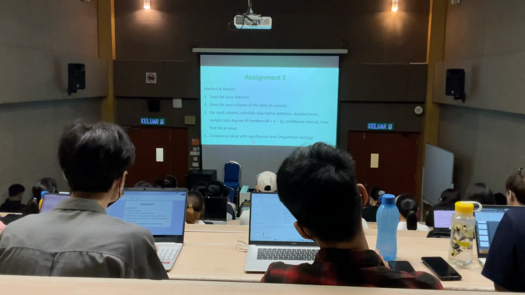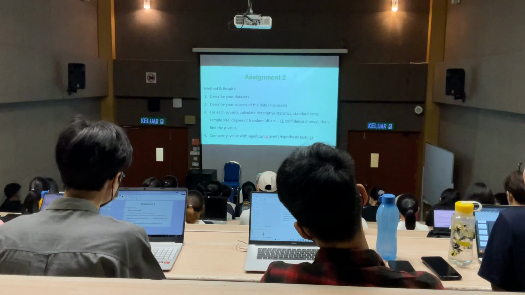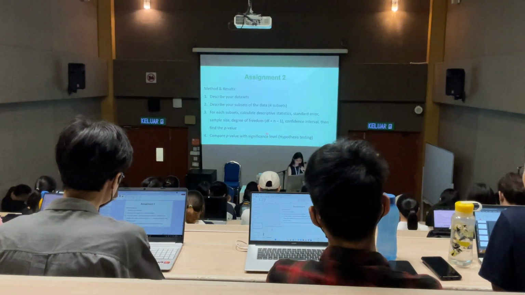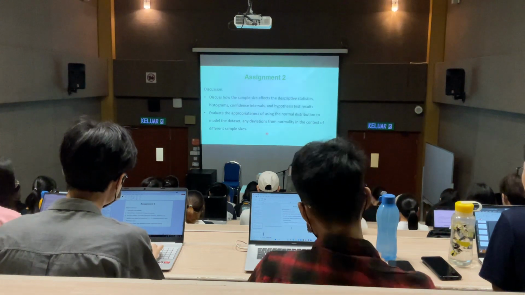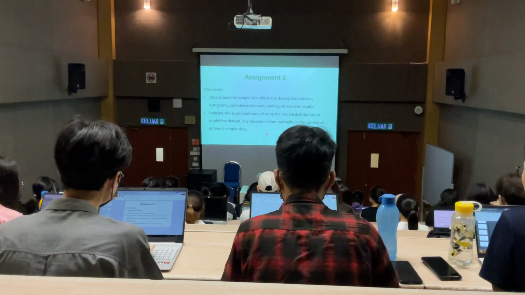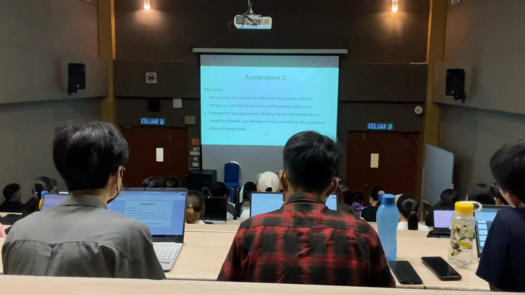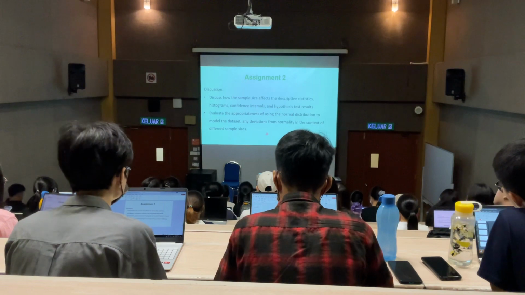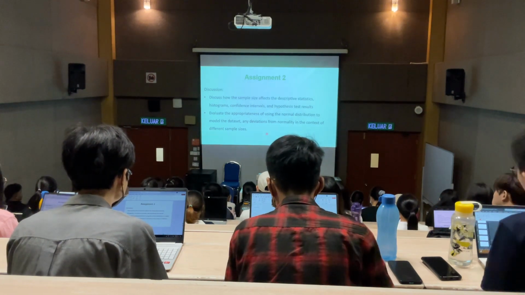Then compare the p-value with the significance level. You start the hypothesis testing. So this is your methods and results part, okay? How you get the results, you need to show me. And most importantly is the discussion. Remember, please answer these 2 questions. Discuss how the sample size affects the descriptive statistics, your histogram, the CI confidence interval, and the hypothesis test results.